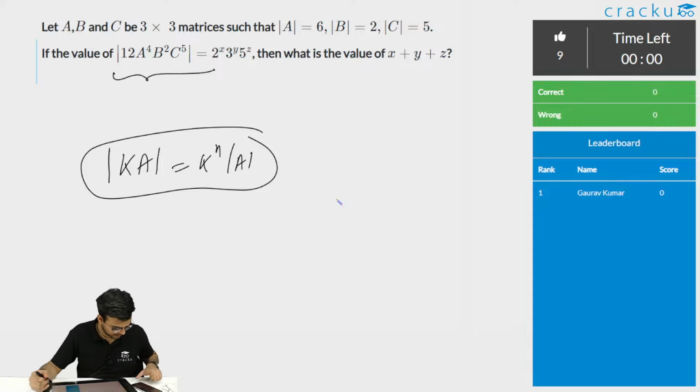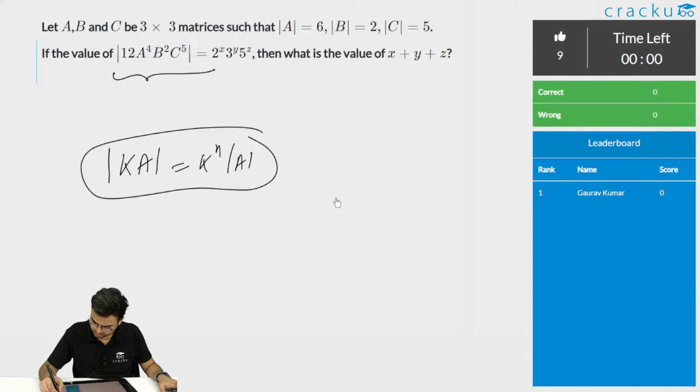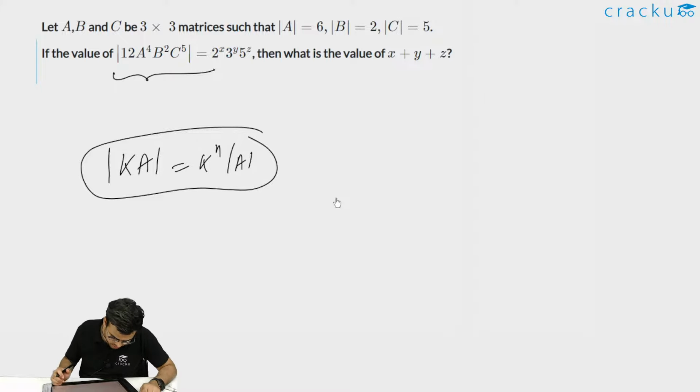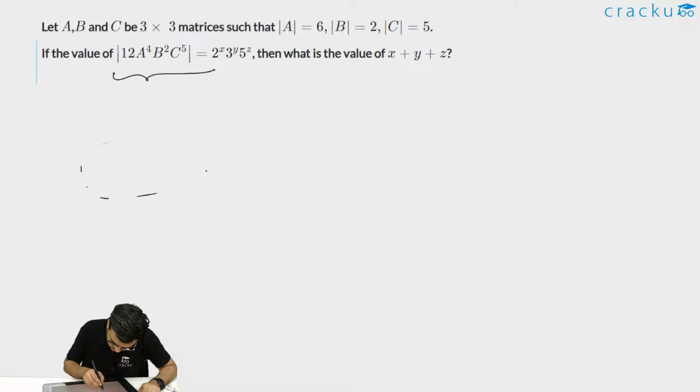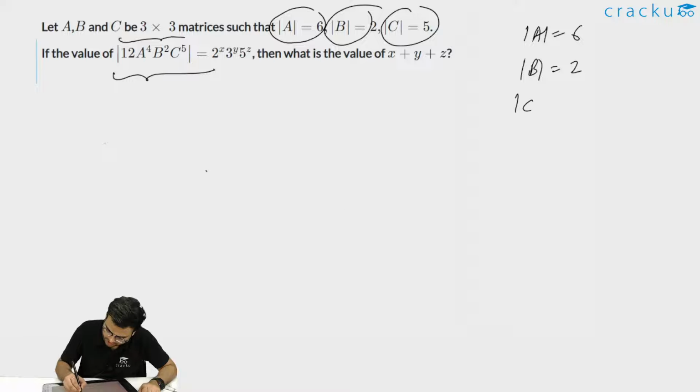So time is up. Let's solve this question now. So this question basically merges the concept of matrices and determinants as well as some number system or exponents concept. So it is given, let A, B, C be 3 cross 3 matrices such that determinant of A is 6, determinant of B is 2 and determinant of C is 5.